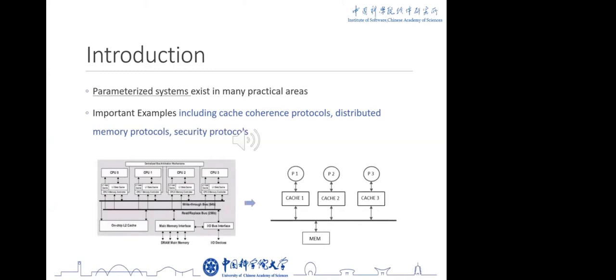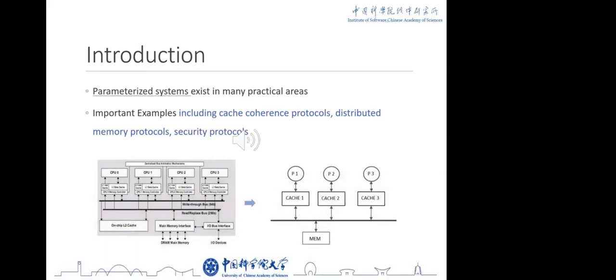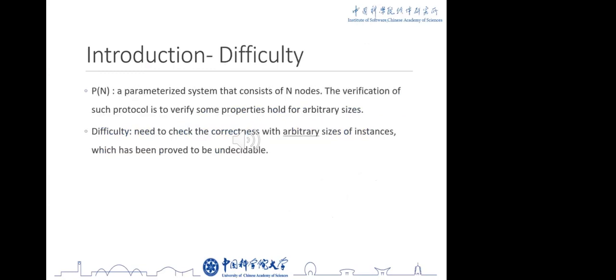Parameterized systems exist in many practical areas. For instance, there are cache coherence protocols and distributed memory protocols in the two figures. The difficulty of parameterized verification is that the correctness of any protocol instance with arbitrary size should be checked. Theoretically, this problem is undecidable. Practically, we can't check all protocol instances. Even when the size of a protocol instance is large, model checking the instance can't be completed.